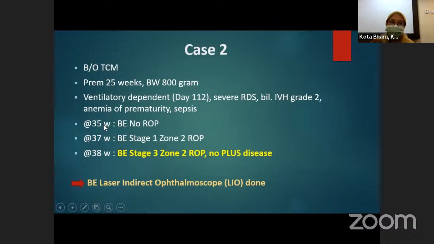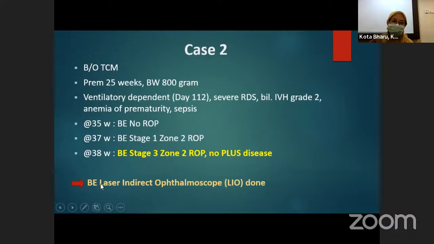Initial review at 35 weeks noted bilateral eyes, no ROP. However, at 37 weeks, showing a slight progress to stage 1 zone 2 ROP. And at 38 weeks, unfortunately, it further progressed to bilateral eye stage 3 zone 2 with no plus. Remember just now, the stage 3 is actually the formation of neovascularization.